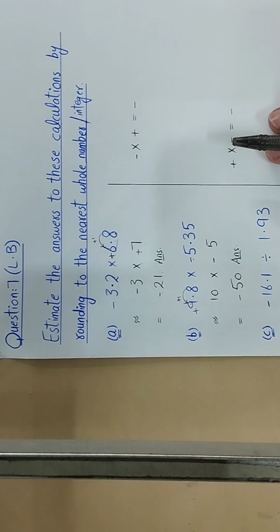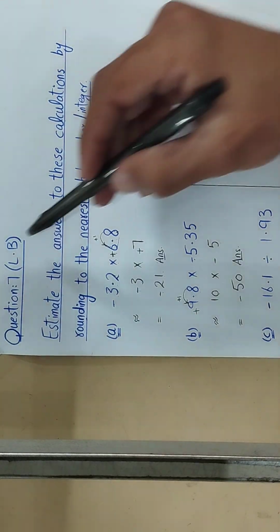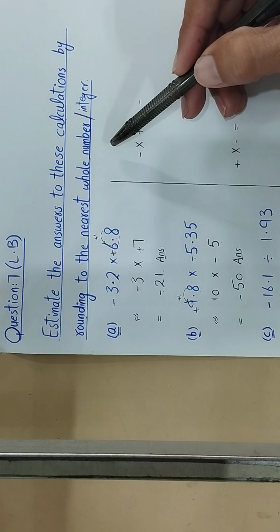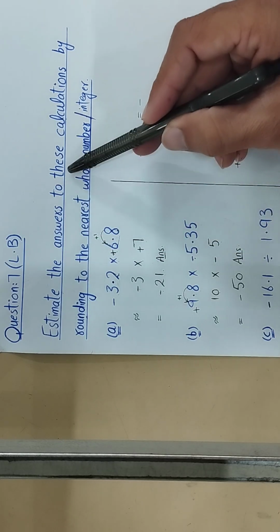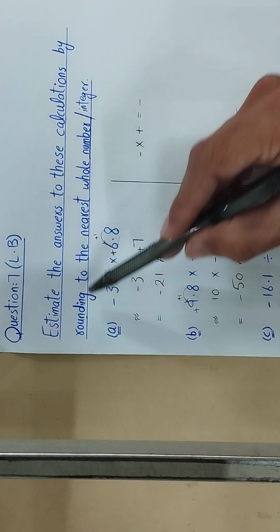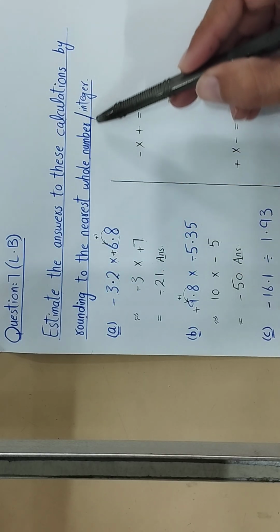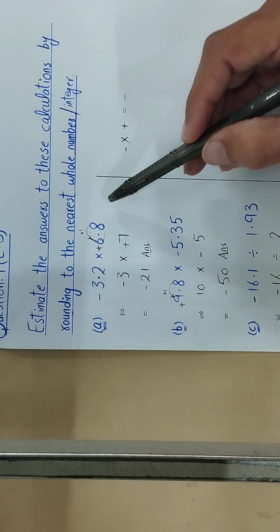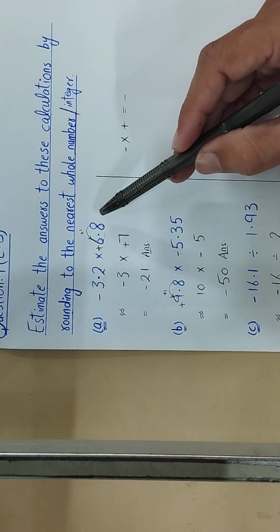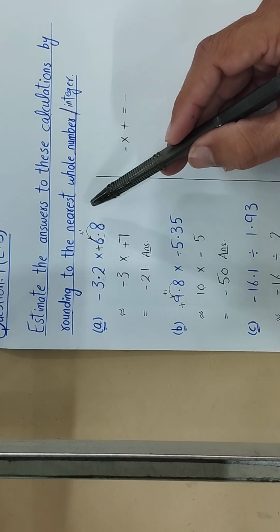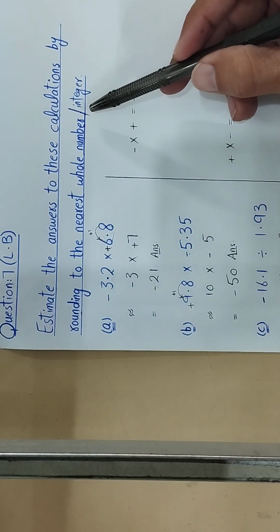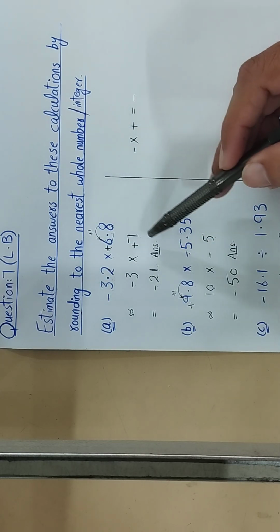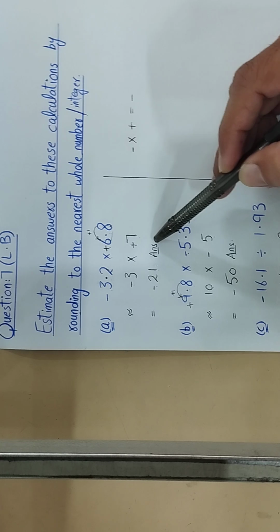It is question number 7 of the learner's book. It is on page number 15. The statement of the question is: estimate the answers to these calculations by rounding to the nearest integer, which means a calculation will be given. First round off the numbers, make them integers and then multiply to find your answer.